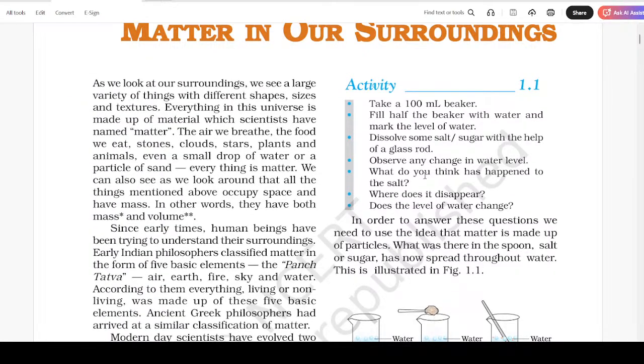Activity number 1.1. Take a 100 ml beaker, fill half the beaker with water and mark the level of water. Dissolve some salt or sugar with the help of a glass rod. Observe any change in water level. What do you think has happened to the salt? Where does it disappear? Does the level of water change?